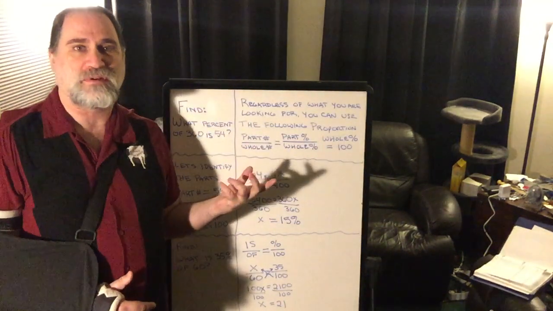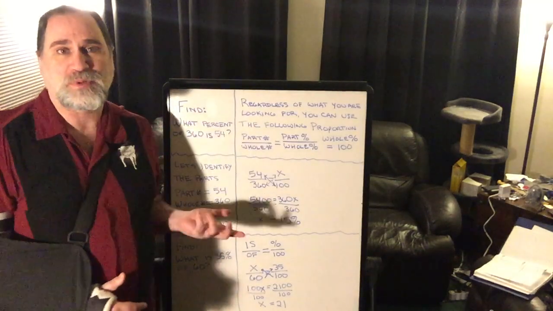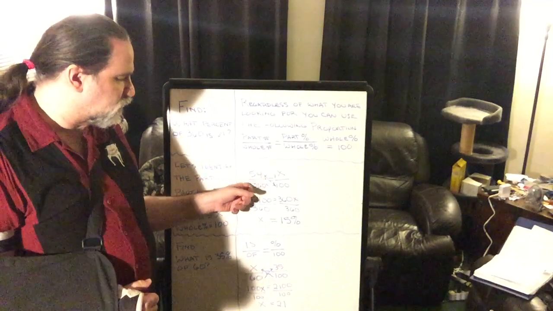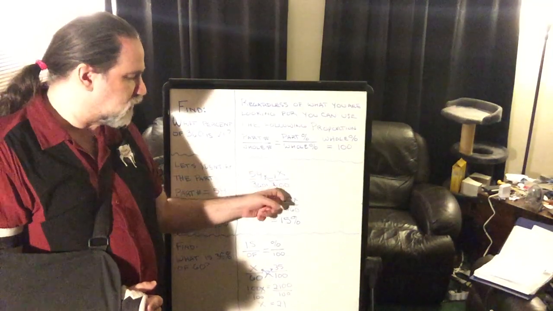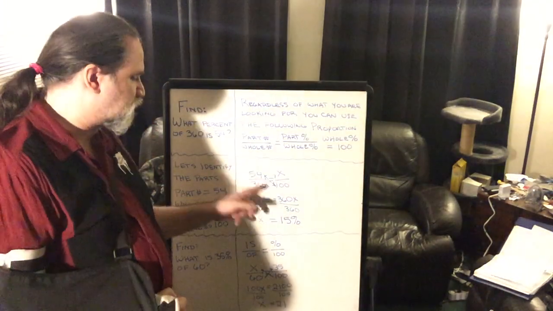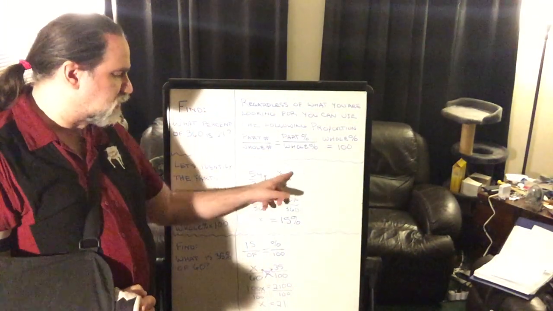That's what we're trying to figure out. And a whole percent again is always 100. So now I can plug them in. 54 over 360 is what over 100? And then we solve it just like we solve a proportion. We cross multiply from denominator up to numerator.